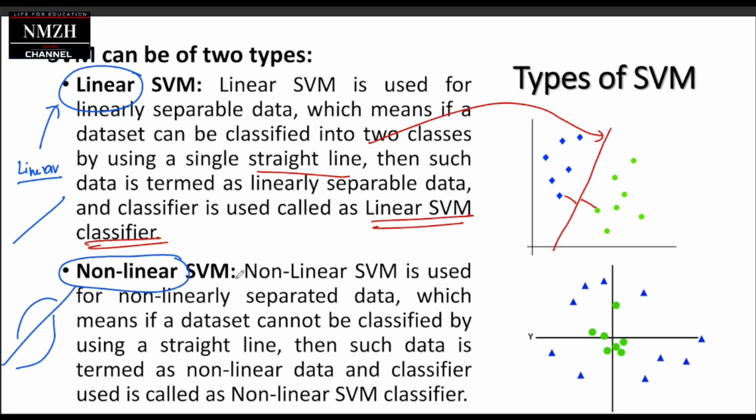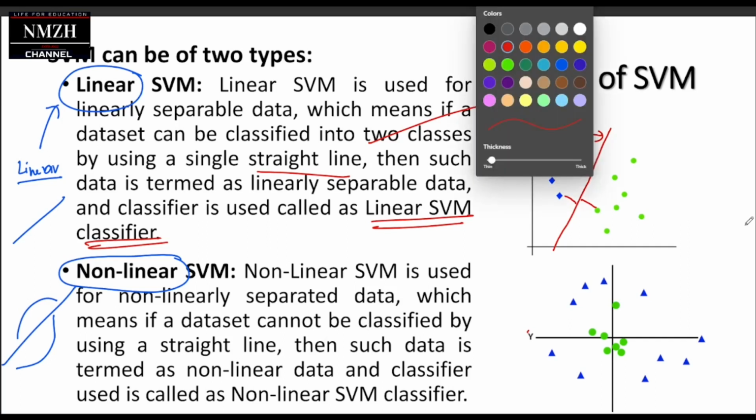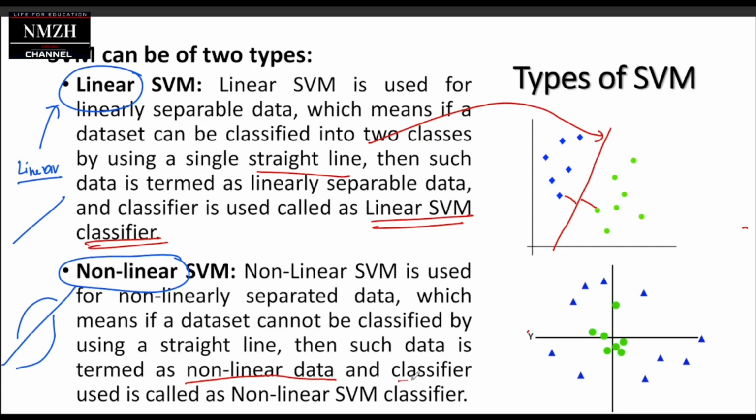While in opposite, we have the non-linear support vector machine. Non-linear SVM is used for non-linearly separated data, which means that if the data cannot be classified by using a straight line, it is hard for us to separate these two classes, right? Because the data is scattered in the middle. So if the data cannot be classified using a straight line, it is non-linear data and is classified using what we call a non-linear SVM classifier. So it could be this.